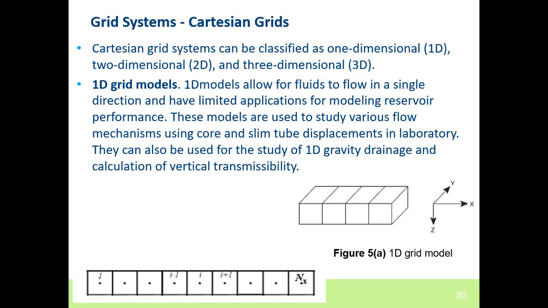For the 1D model, it allows you to simulate flow in a single direction. It has limited applications, but you can use this grid model system to study fluid flow in core displacements or slim tube displacements in the laboratory. So if your reservoir system can be described using a core system, for instance, you can use a 1D model for it.